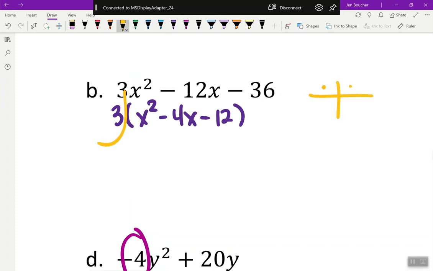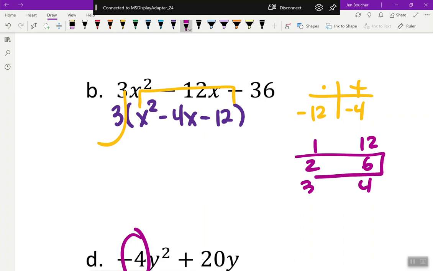You're looking for 2 numbers that multiply to what? -12 and add to -4. If you can't do it in your head, just start listing things that multiply to 12. So it's going to have to be 6 and 2. Which one would be negative? It has to be a -4, so -6. Good. And then just check yourself. Multiply them. Do you get the -12? Add them. Do you get the -4?